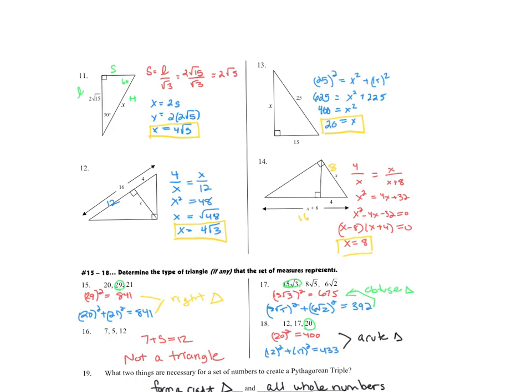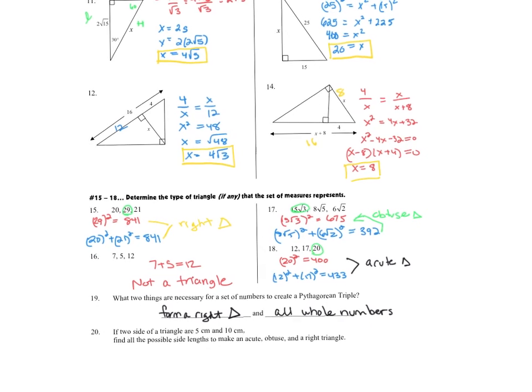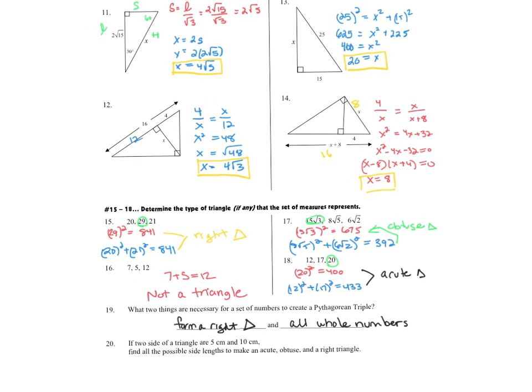Okay. In our last set of problems here, we had to determine if there is a triangle, and then what type of triangle the sets represent. So if we look kind of out of order here, number 16 is not a triangle because when we take the two smaller sides, they equal the larger side. So we know that that is not a triangle.